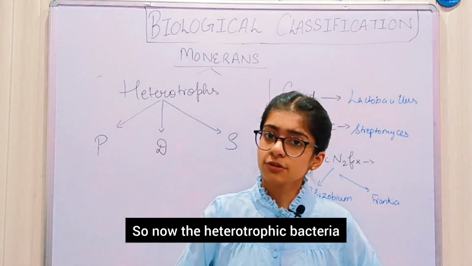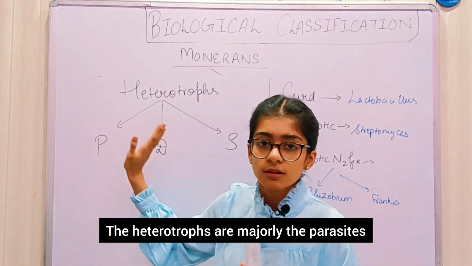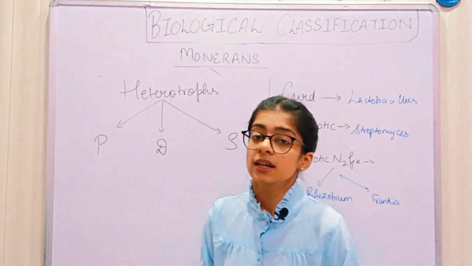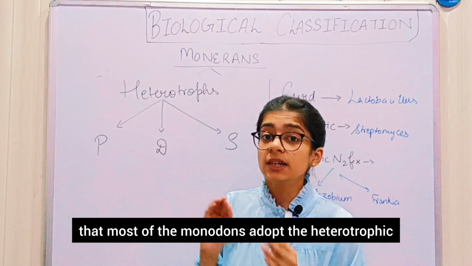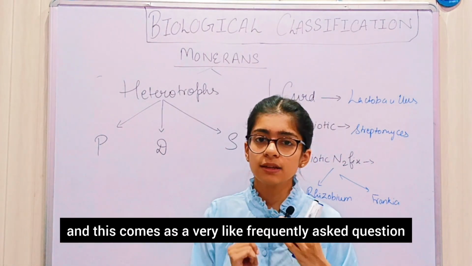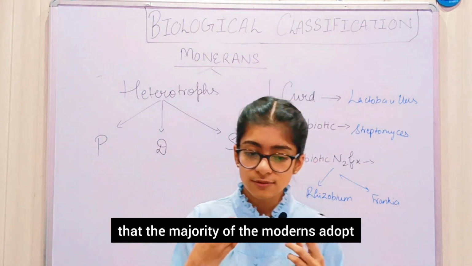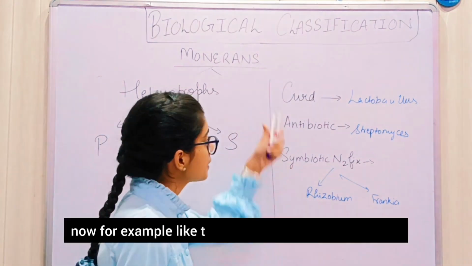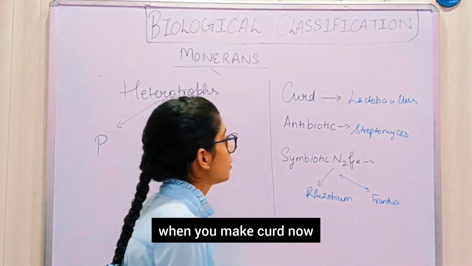So now the heterotrophic bacteria. The heterotrophs are majorly the parasites, the decomposers and the symbionts. Now for your fact, most of the monerans adopt the heterotrophic mode of nutrition, and this comes as a very frequently asked question: the majority of the monerans adopt which mode of nutrition? So it's heterotrophic.